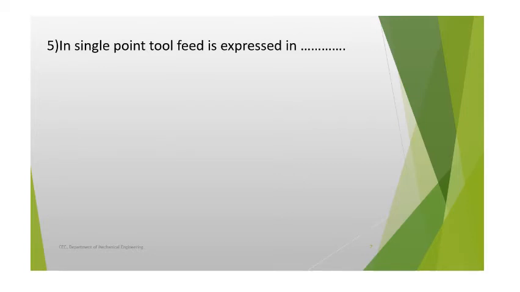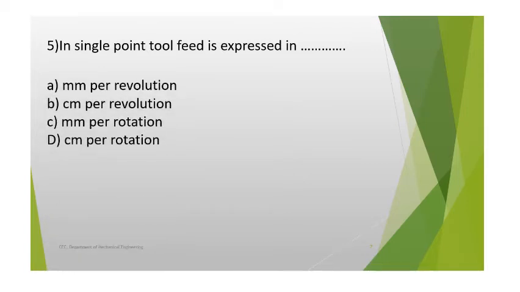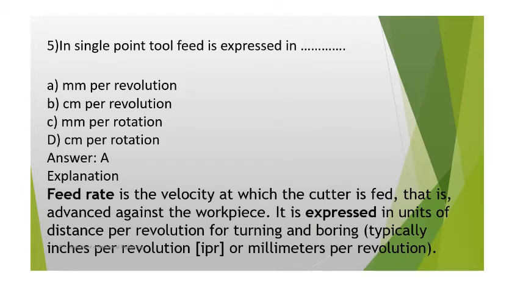In a single point cutting tool, feed is expressed in mm per revolution, centimeter per revolution, mm per rotation, or centimeter per rotation. The right answer is per revolution. Feed rate is the velocity at which the cutter is advanced against the workpiece. It is expressed in unit distance per revolution for turning and boring, millimeters or inches per revolution.